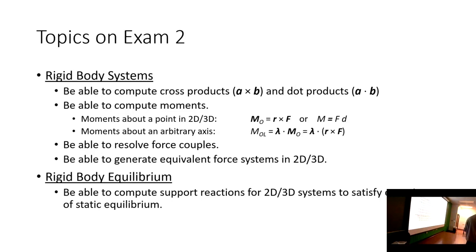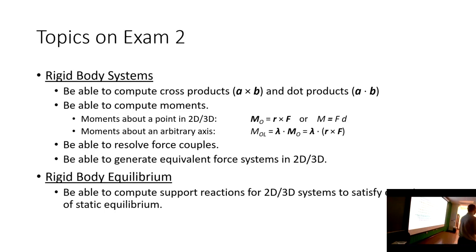Now, there's not just moments about a point, there's also moments about an arbitrary axis, where you'll take the cross product and dot it with lambda, lambda being a unit vector along the axis in question. And in this case, r starts at the axis in question and ends on the line of action of the force. Make sure that you can resolve force couples.